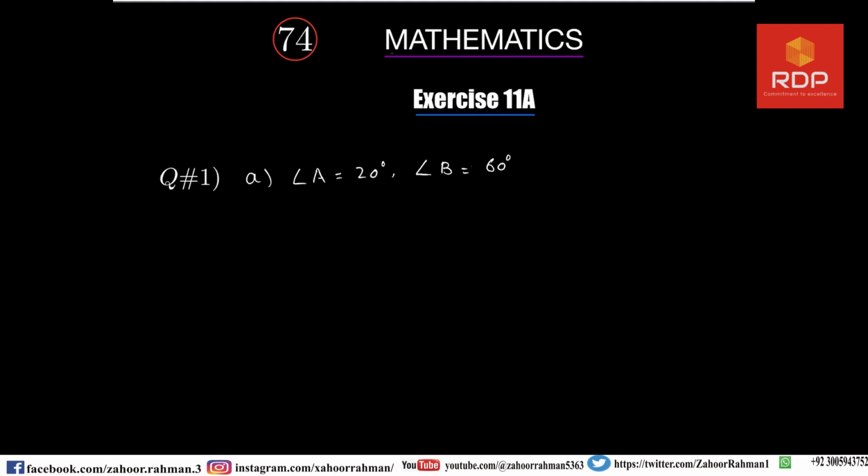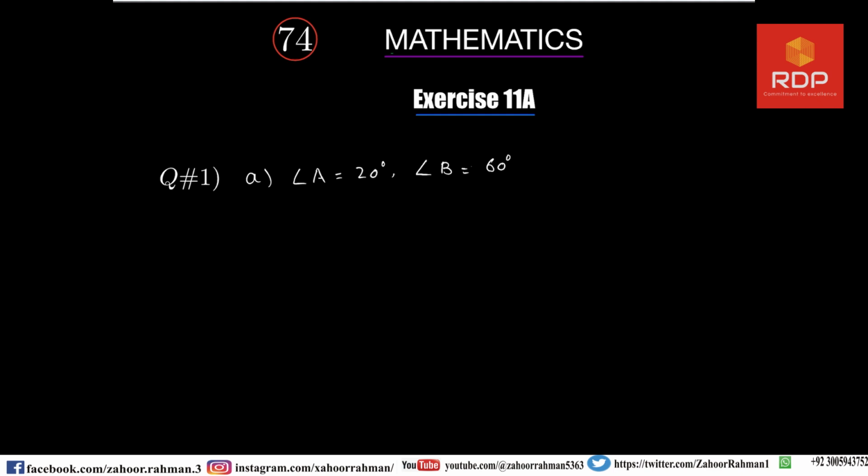So let's get started. Question number 1 is saying: for each of the following, given the sizes of A and B, sketch triangle ABC. Find angle C and hence classify each triangle according to the number of equal sides it has and the types of angles it has. For example, equilateral triangle and acute triangle.